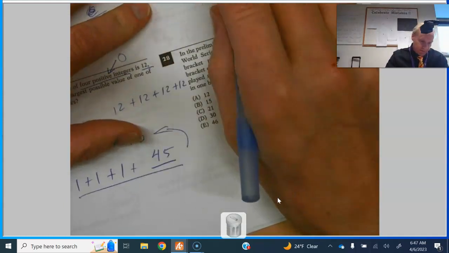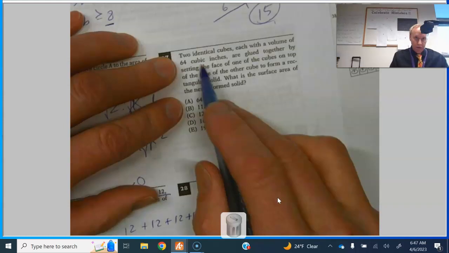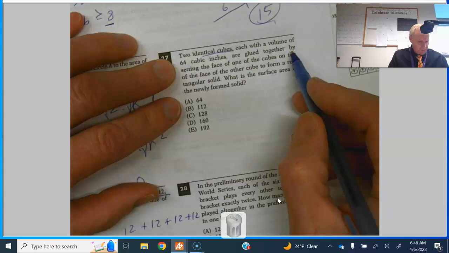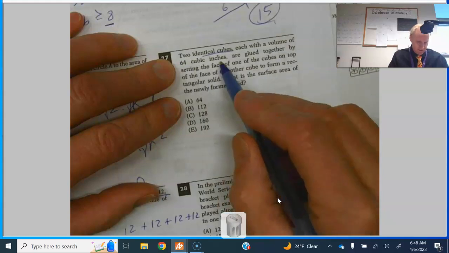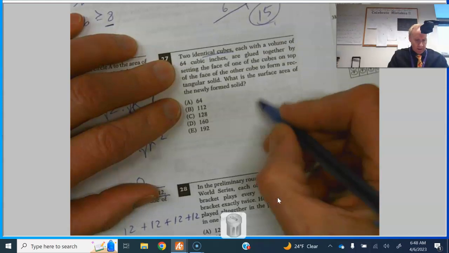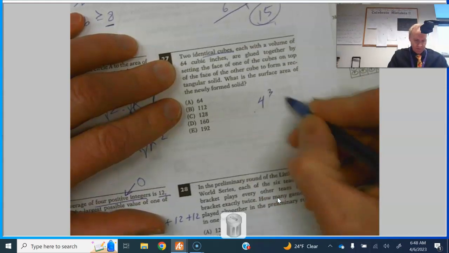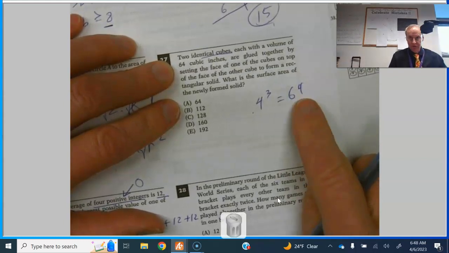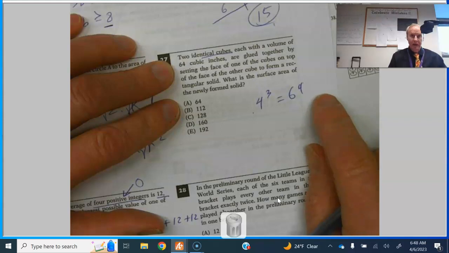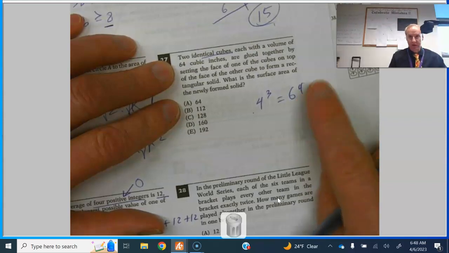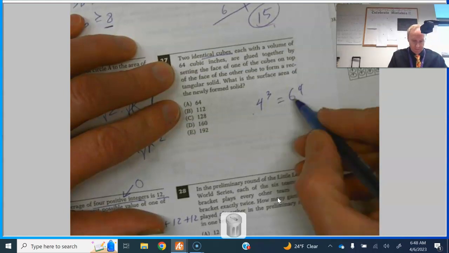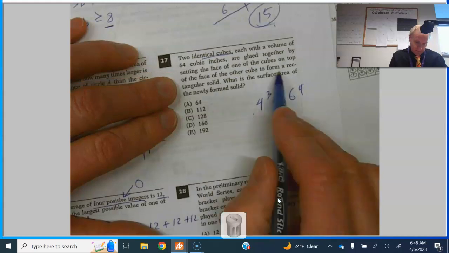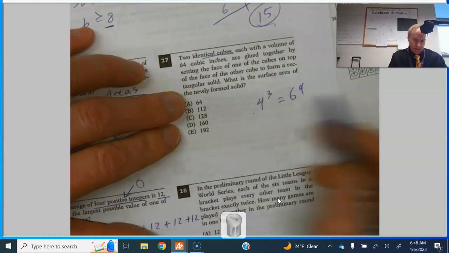2 identical cubes, each with a volume of 64 cubic inches. All right, so I know that 4 cubed is 64. I have that memorized. Something you want to memorize are all your cubes, maybe up to 6 or 7, and then memorize your perfect squares up to 20. Really helpful. Anyway, they're both 4 cubed. They are glued together by setting the face of one of the cubes on top of the face of the other to form the solid. What is the surface area?